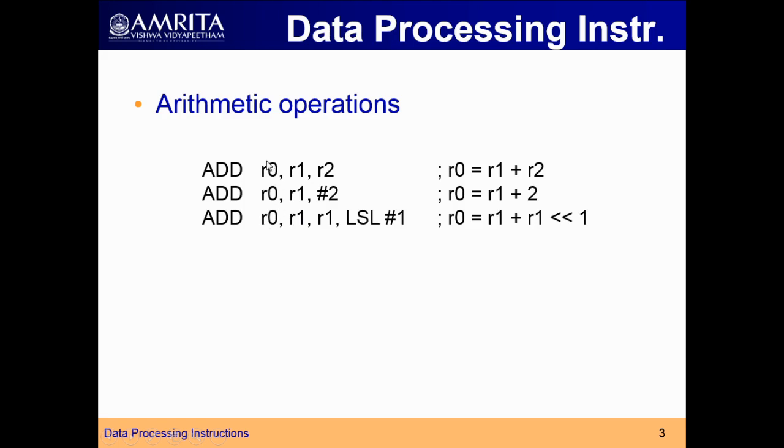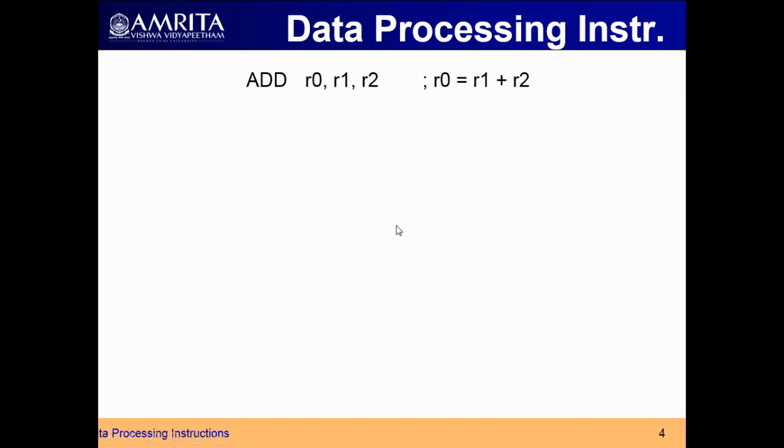And the destination value also should be a register, right? These two should be a register, but the second operand can be a register or an immediate value or a shifted register. Then we will see one by one. So this is the first instruction, add R0, R1, R2.